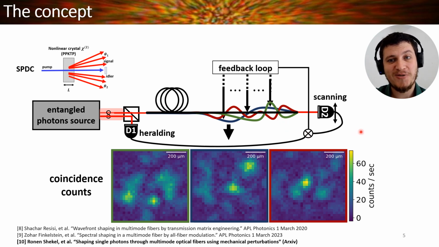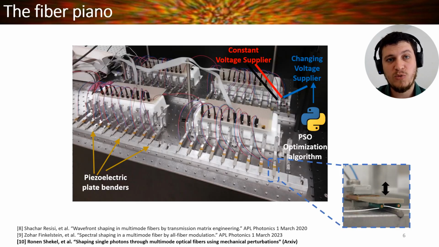So what we do is we turn this nuisance into a feature, and we have these controlled perturbations along the fiber, and we use a feedback loop with the signal from the detector in order to find perturbations that will be good for our cost function, such as localizing the distribution of the single photon to a single spot. We do this using what we call the fiber piano.